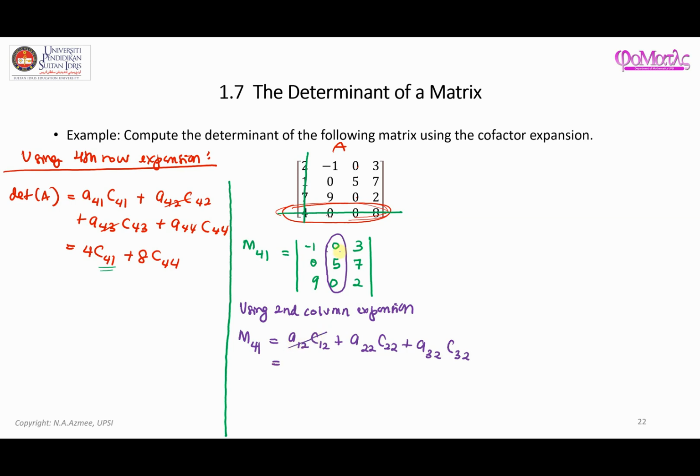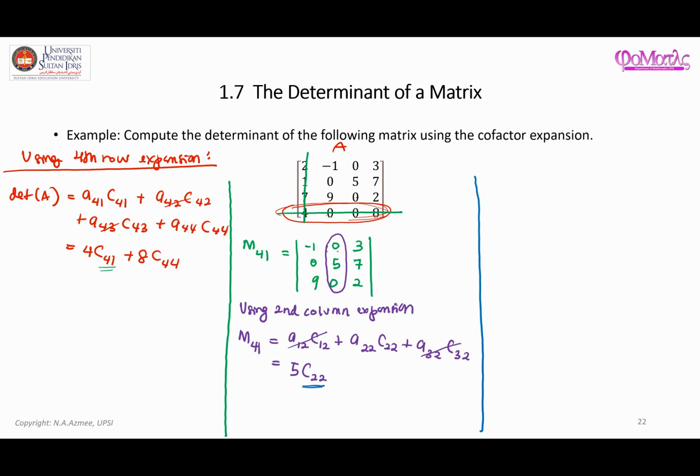This becomes 0, 0 times this, 0. This becomes 5 times C22, and this also becomes 0, okay? So M41 is equal to 5 times C22. Now, the next level that we need to consider is how to find C22 based on this 3 by 3 matrix, okay?